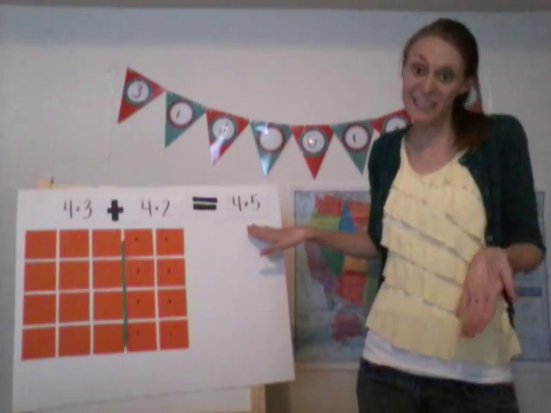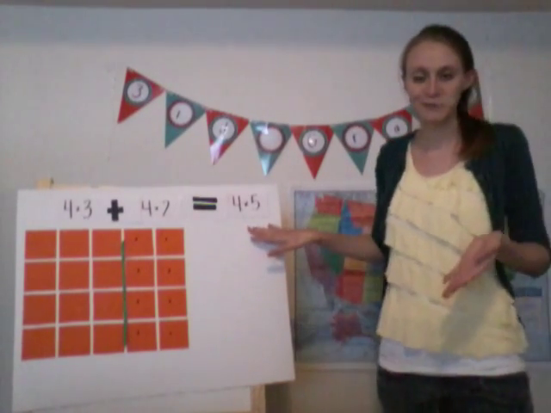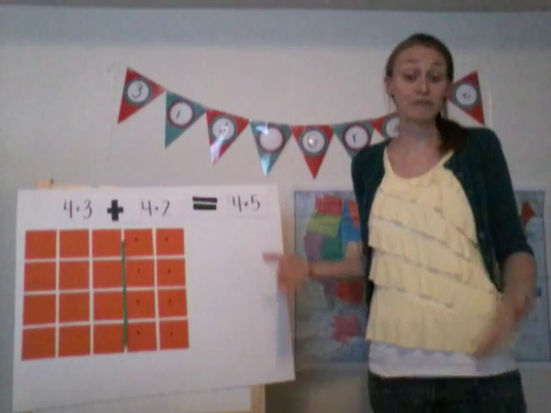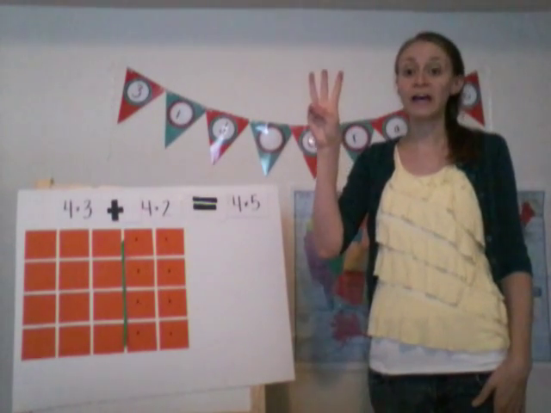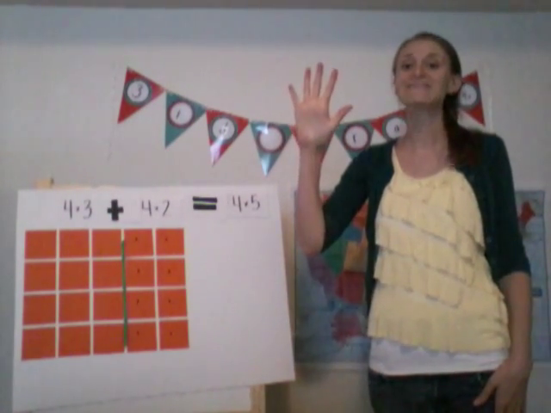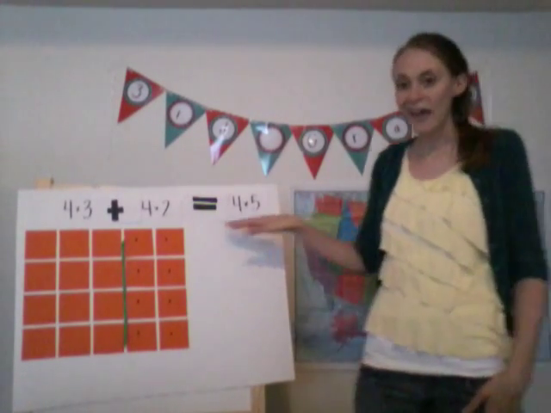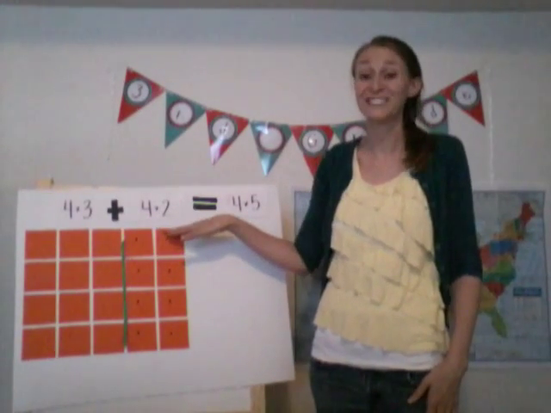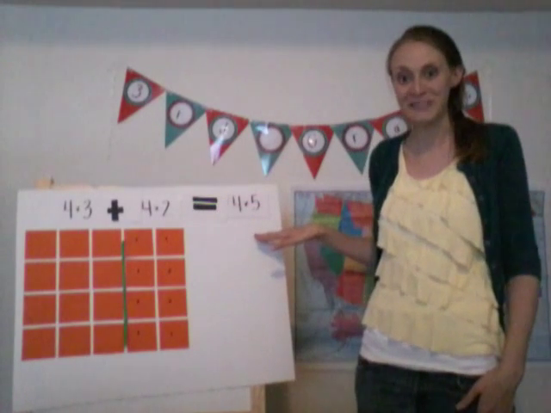Now, to double check, because I know this song for the 4's multiplication, I'm just going to double check that I did this right. 4, 8, 12, 16, 20. 4 times 5 is 20. And how I found my solution is also 20.